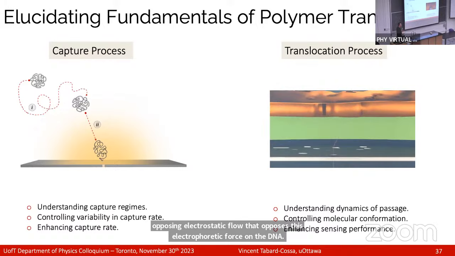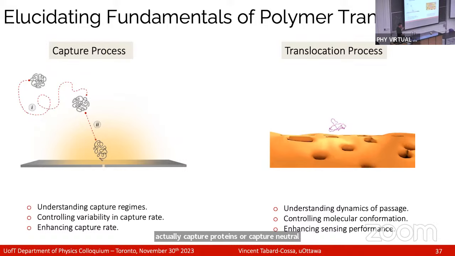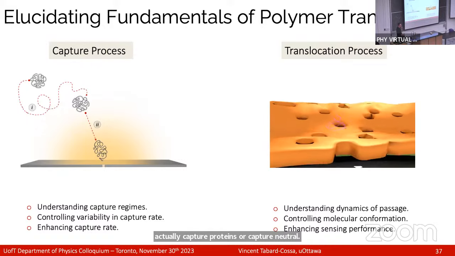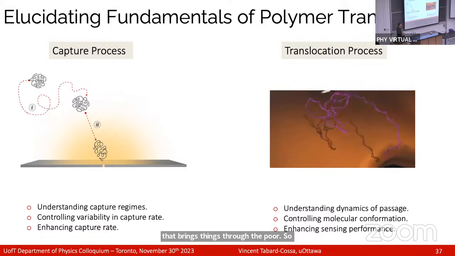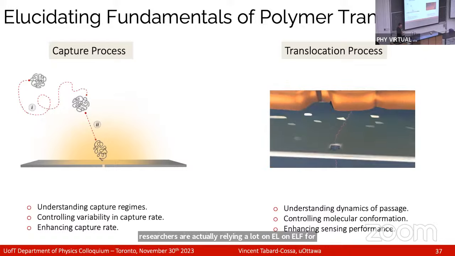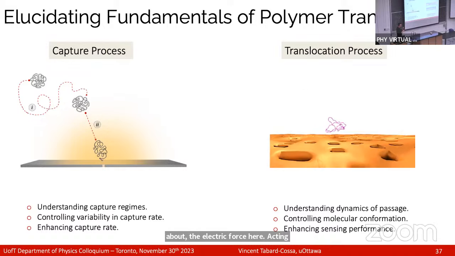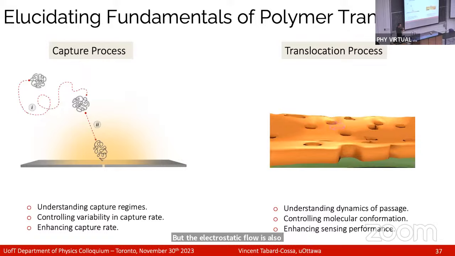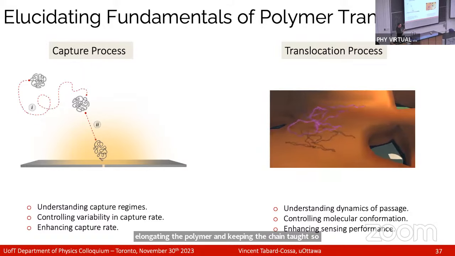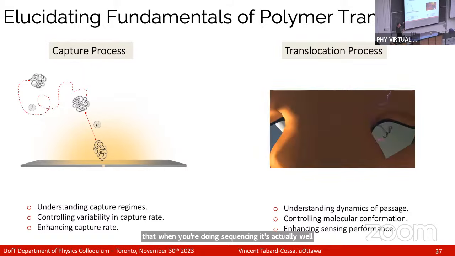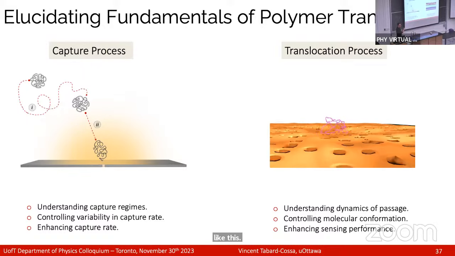You can also rely on this electroosmotic flow to capture proteins or neutral elements, because it is just the flow of water that brings things through the pore. Some researchers rely a lot on EOF for capturing purposes. I've mostly talked about the electric force acting on our polymers, but the electroosmotic flow is also crucial in elongating the polymer and keeping the chain taut, so that when you're doing sequencing it's straight and not coiled, because there's also Brownian motion. So you need the right amount of forces in your system to keep things straight.